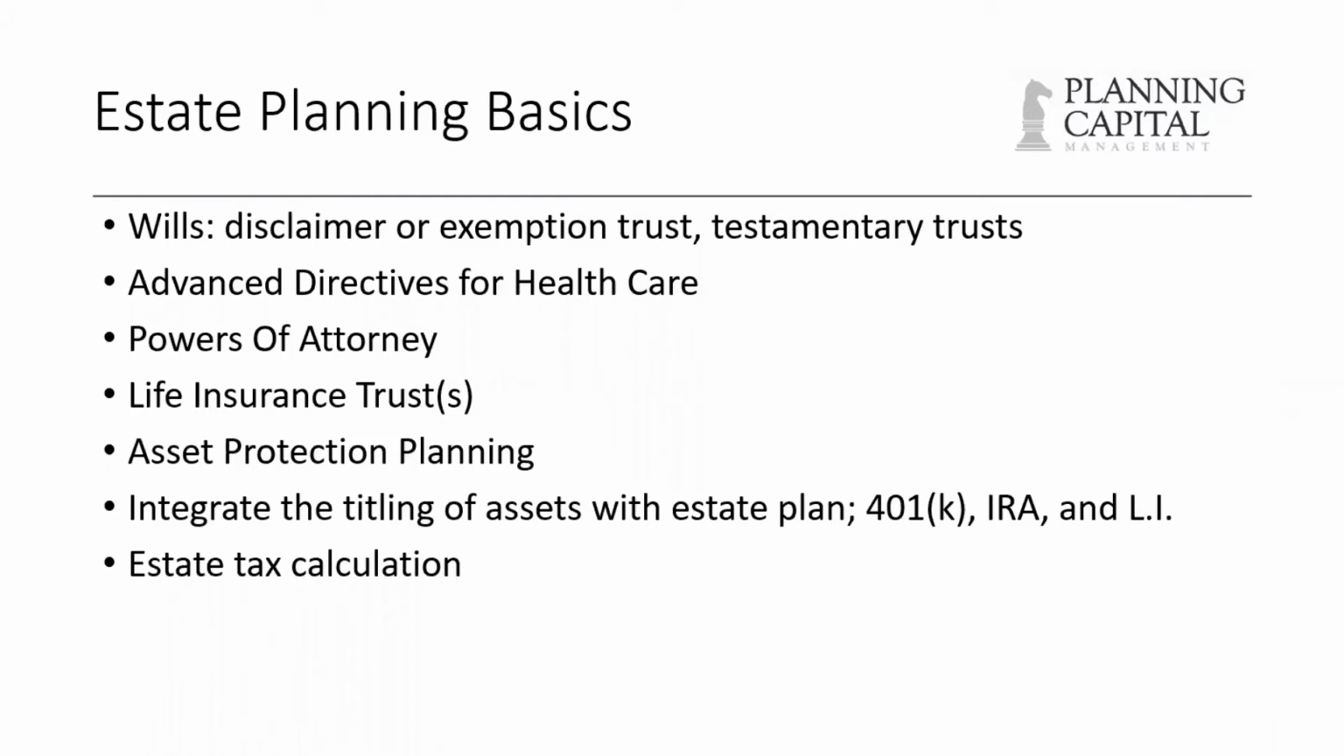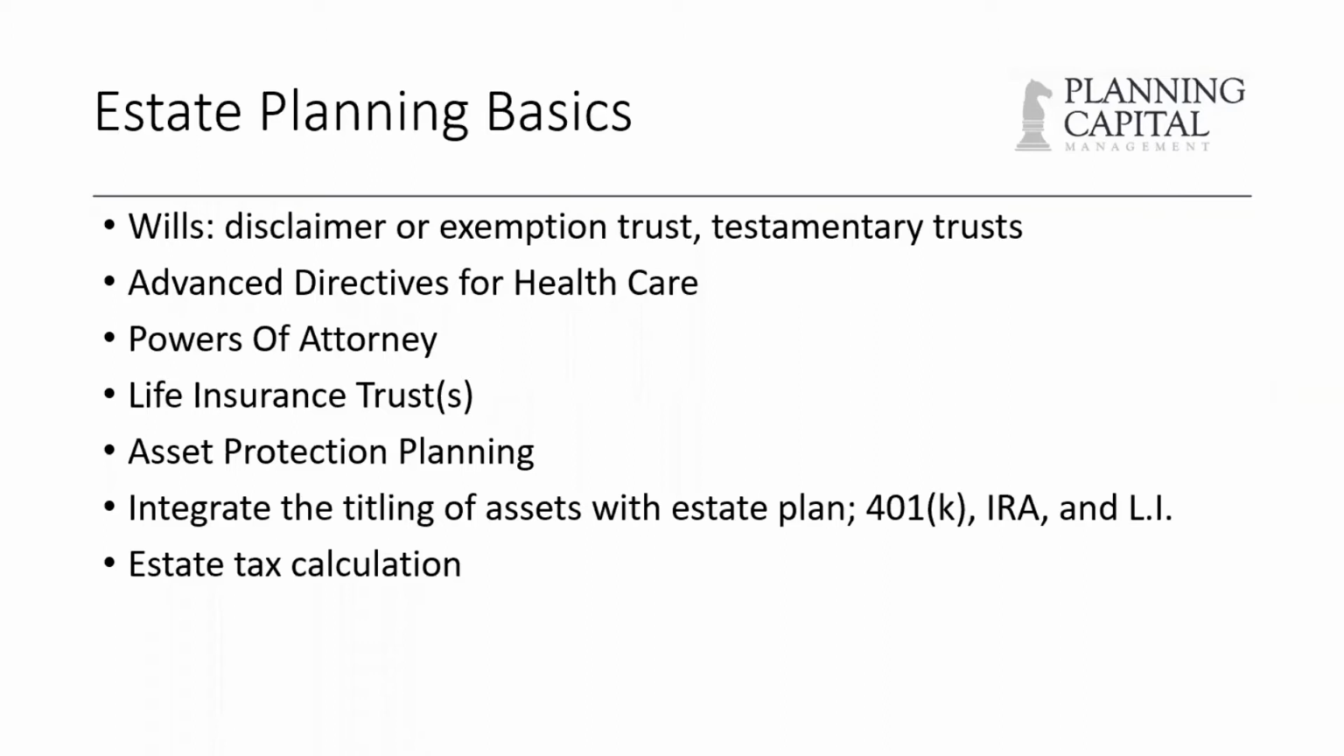If you do it on an optional disclaimer, the surviving spouse has the option to fund an exempt trust, whereas if you set it up as a mandatory exempt trust, the executor must fund the trust. To decide which is appropriate for you, there are a number of variables. If you have any questions on that, you could feel free to just reach out to me.